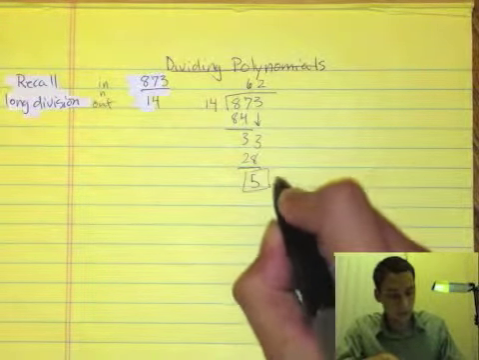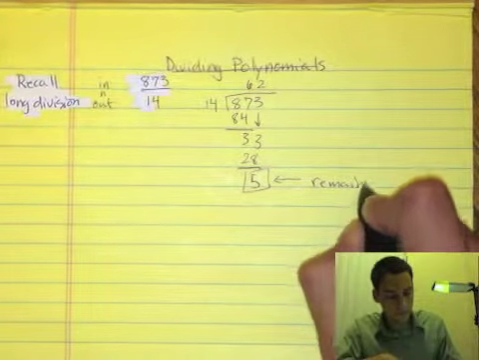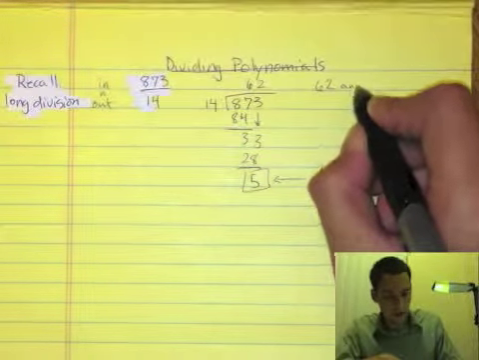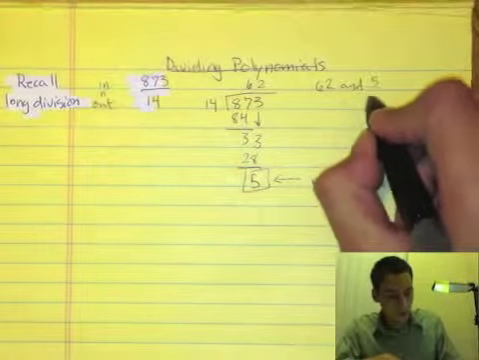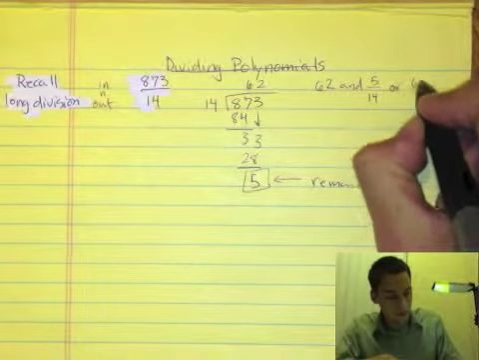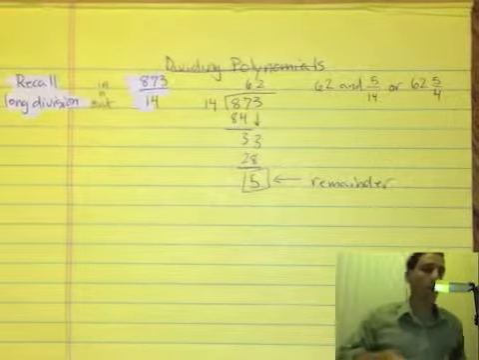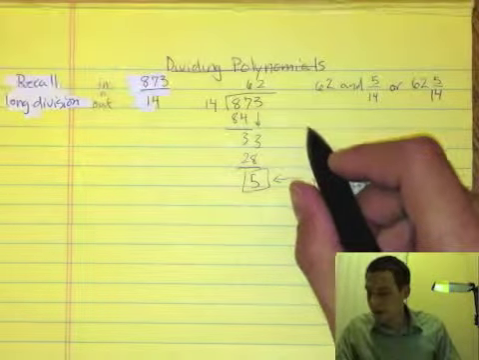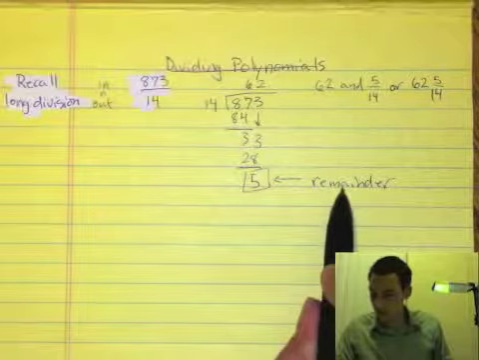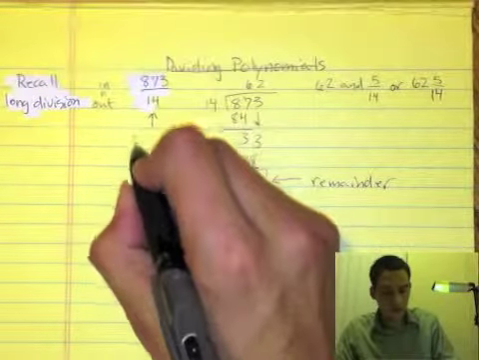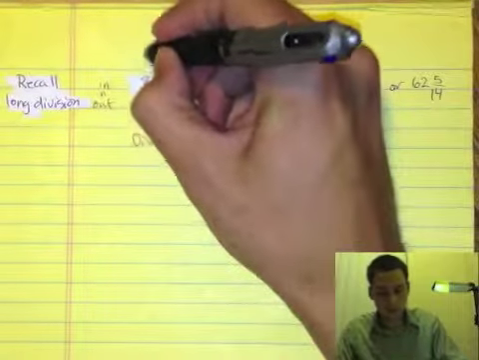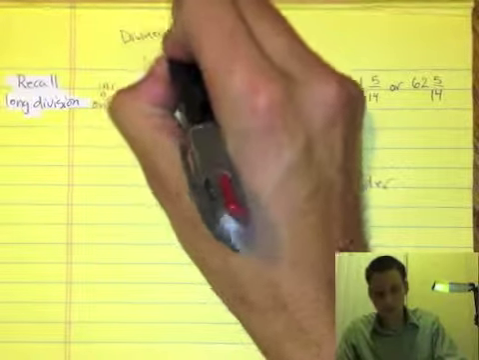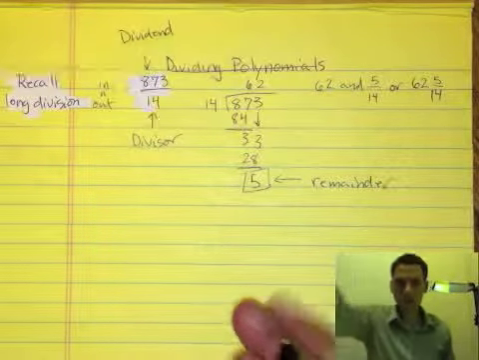And remember that this was called the remainder, and we would write this as 62 and 5 over 14, or 62 and 5 14ths. So this was the remainder. 14 is called the divisor, and 873, that's called the dividend. Those are just the parts of a division problem.